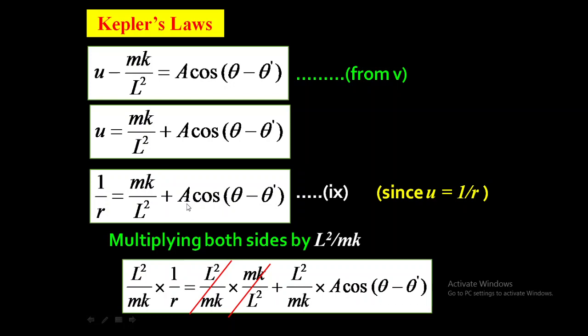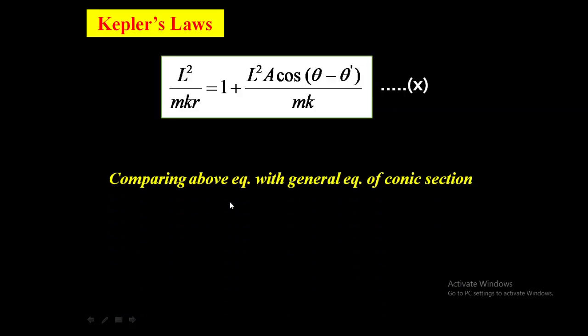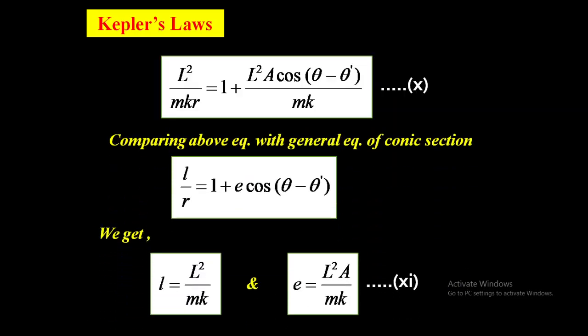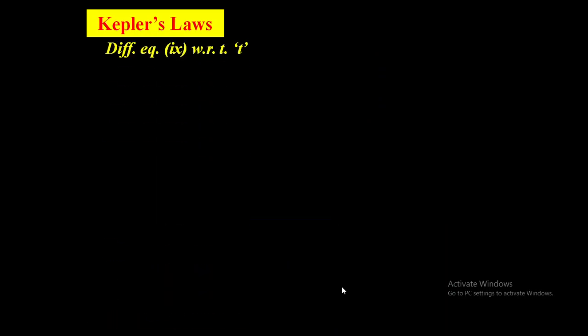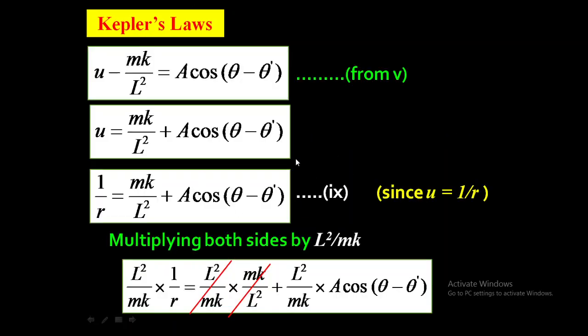And what is the differentiation of A cos theta minus theta dash? A is constant, cos theta. What is the differentiation of cos? Minus sine theta minus theta dash. And this theta dash is constant, but with respect to time, the differentiation of theta is d theta by dt. So after getting the values of L and E, we have to differentiate equation number 9 with respect to t.